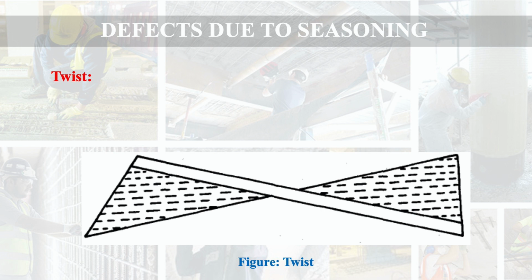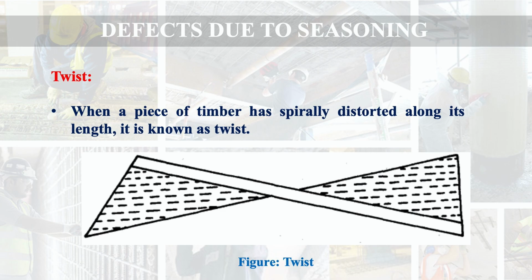Another defect is twist. When a piece of timber has spirally distorted along its length, it is known as twist. It means the fibers will be twisted in the form of a spiral along the length of the member. So here the fiber gets twisted.